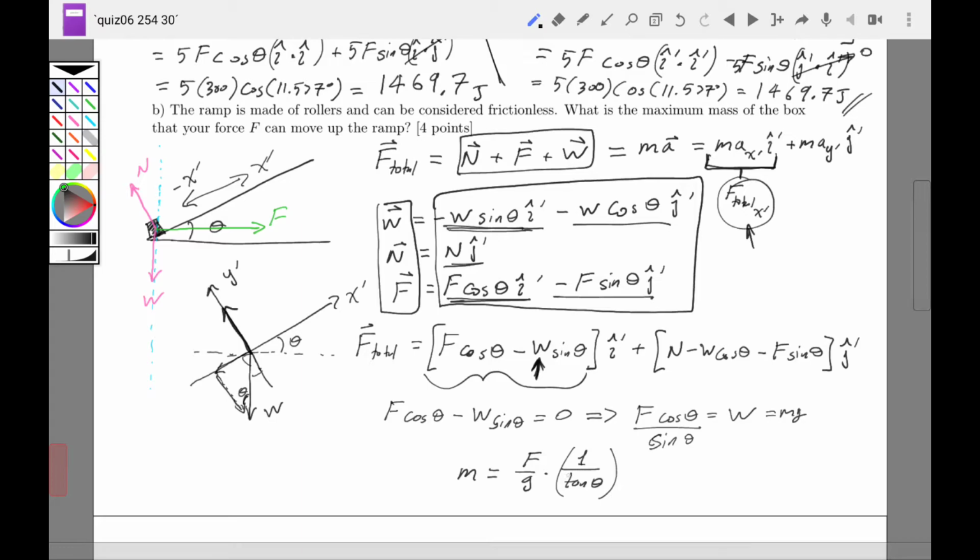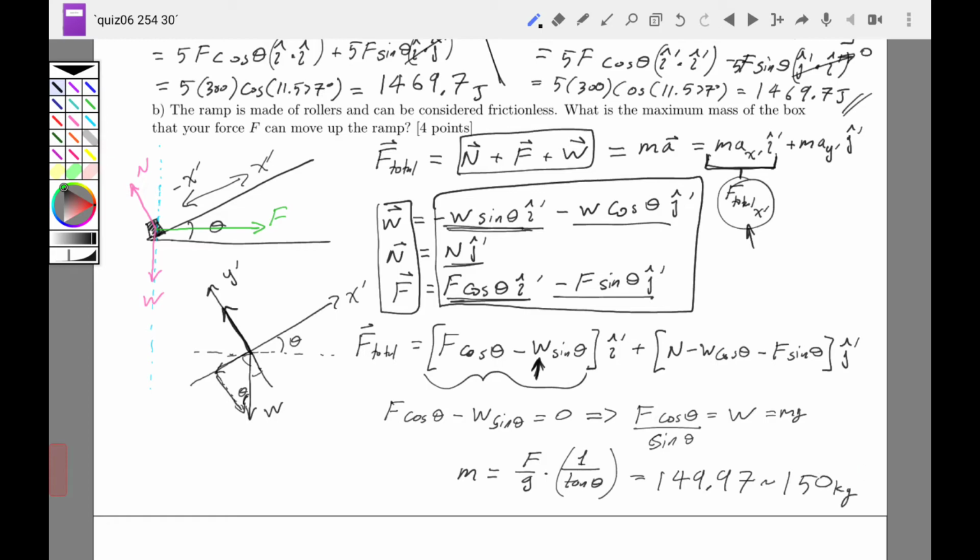If the mass is greater than this, let's just get this number first. 300 divided by 9.8 divided by 11.537 tangent equals 149.97, so 150 kilograms is the mass with the right sig figs.